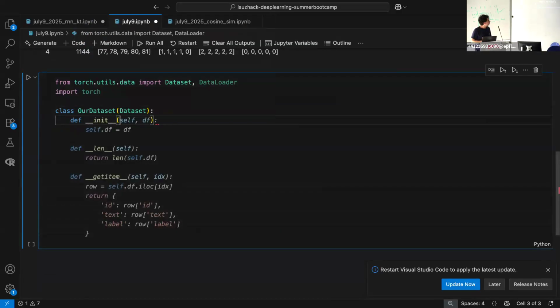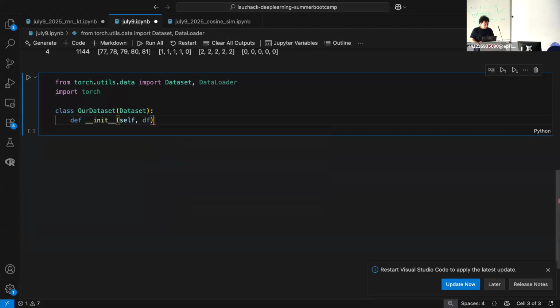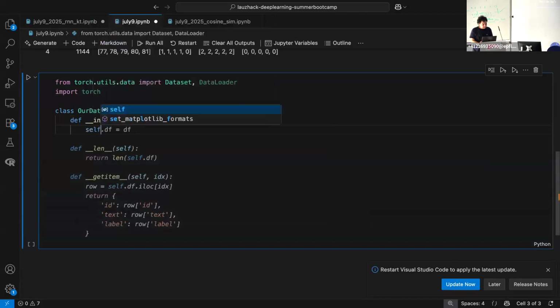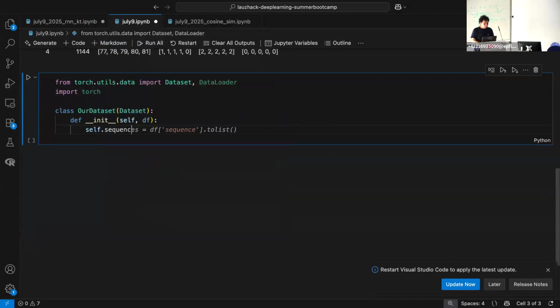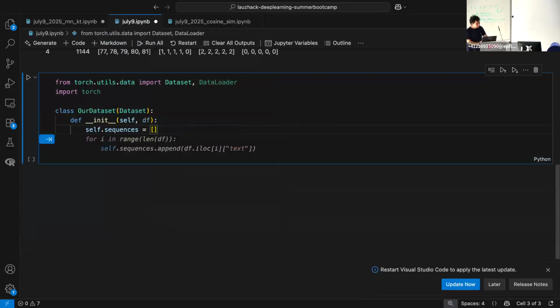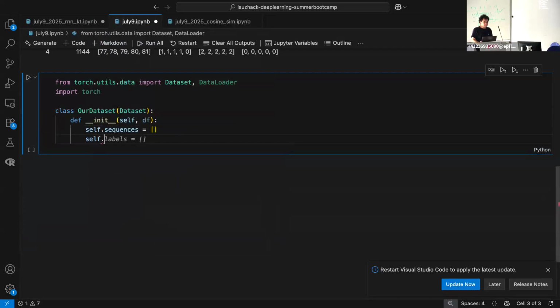So we are writing the initializer of this class. We want to get the data frame as input. And then what I always try to do is to have sequences and labels. Sequences are inputs and labels are outputs that we need to predict, right? We usually call them labels because it's a classification task. Here we are classifying whether the next answer will be correct or wrong, so we can call it a label.